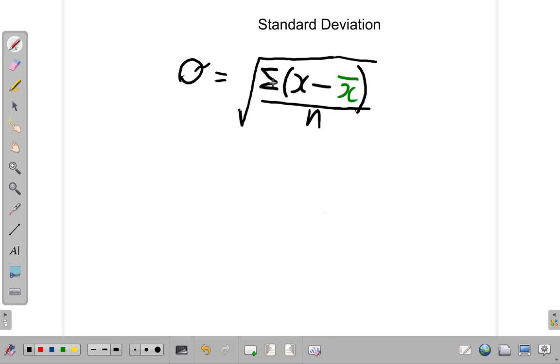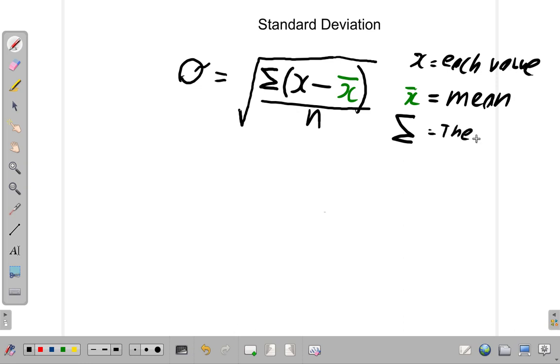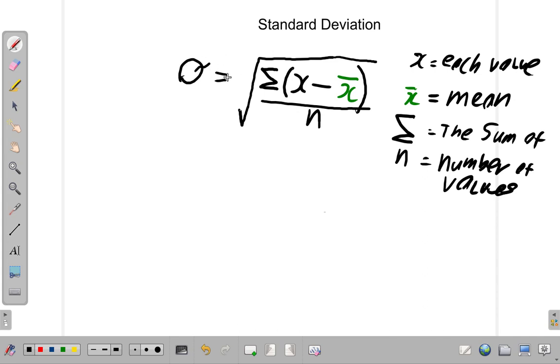Alright. So basically, x represents each value, right? Each individual value. Bar x, of course, well, I'm putting bar x in green. Bar x. Good. That means the mean of the values. Of course, uppercase sigma means the sum of, alright? And then n is the number of values. So, of course, lowercase sigma means the standard deviation.